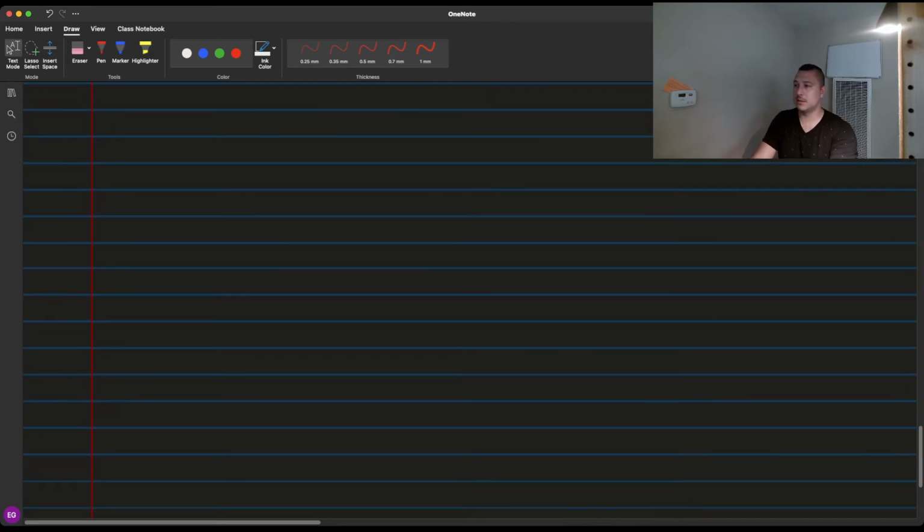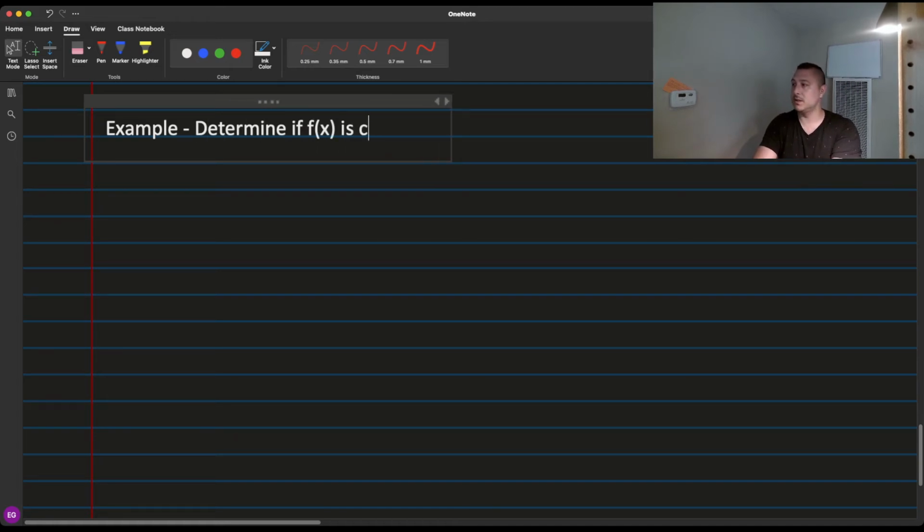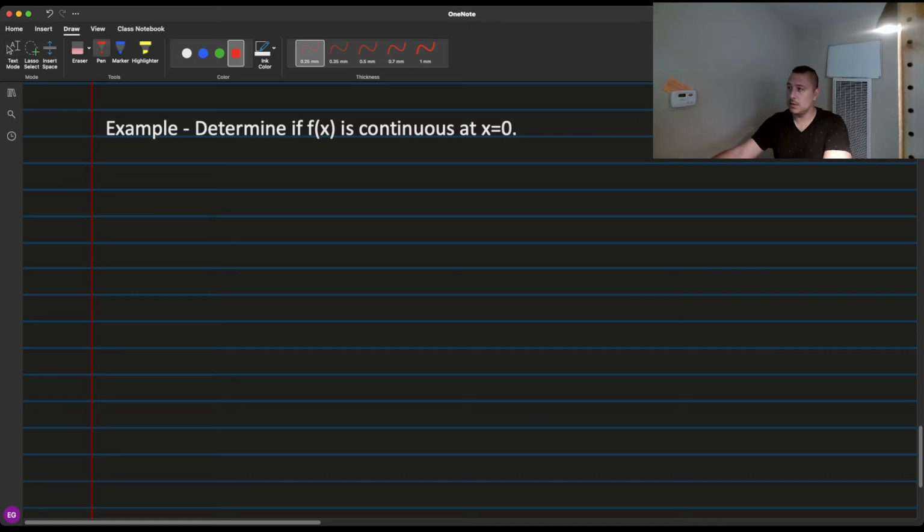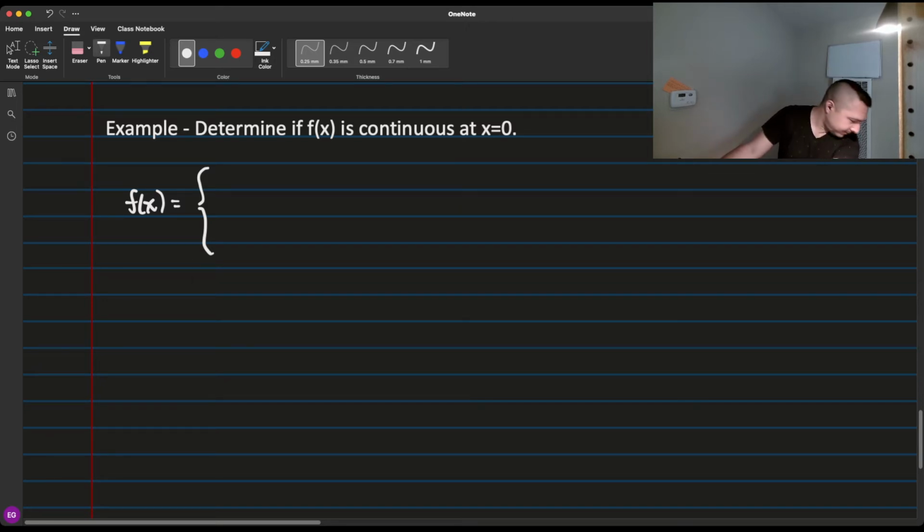Let's do another example. Let's determine if f of x is continuous at x equals 0. Again, we'll do a piecewise function. Piecewise functions usually end up not being continuous for a variety of reasons. So most of our examples of a function not being continuous will involve some sort of piecewise function. Other things too, but yeah.